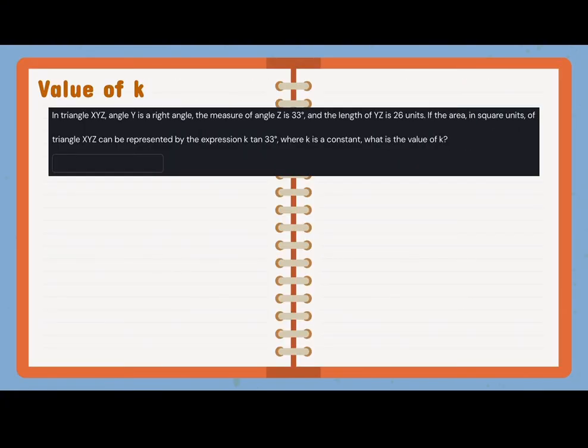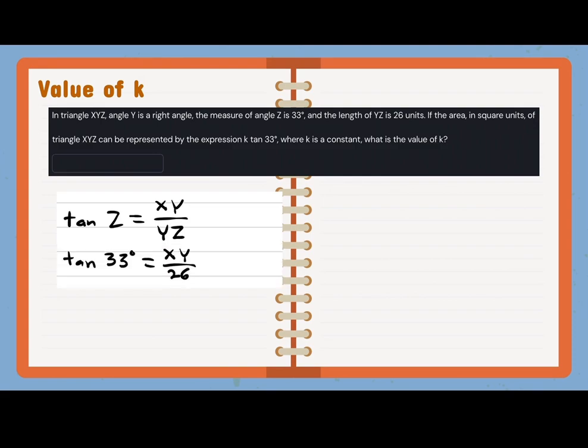Okay, next question, we have the value of k. So we have triangle XYZ, angle Y is a right angle, and the measure of angle Z is 33 degrees. The length of YZ is 26 units. If the area of the triangle is represented by k tangent 33 degrees, where k is a constant, what is the value of k? So again, same thing as the last question, we have tangent z equals XY over YZ, and we can plug in 33 degrees for the angle, and we can also plug in 26 for YZ. Both of these are given.